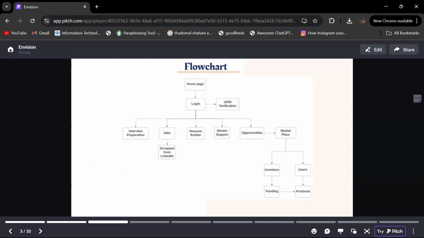Upon logging in, users are directed to the resume builder page where they can create their resume. Next, they can access the interview preparation page to train and prepare for job interviews. Following this, users can explore the job page to search for employment opportunities that match their preferences. The mentorship page allows users to schedule meetings with industry experts for guidance and advice. Additionally, on the opportunities page, users can upload product ideas they wish to develop and seek funding from investors. This website serves as a complete platform offering both entrepreneurship as well as job opportunities.